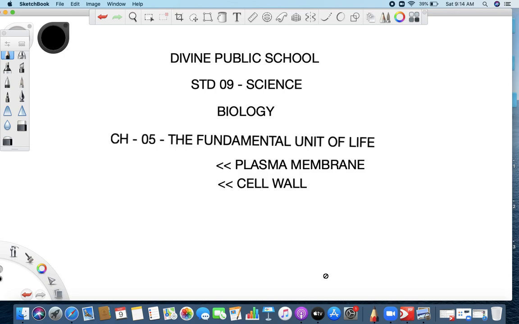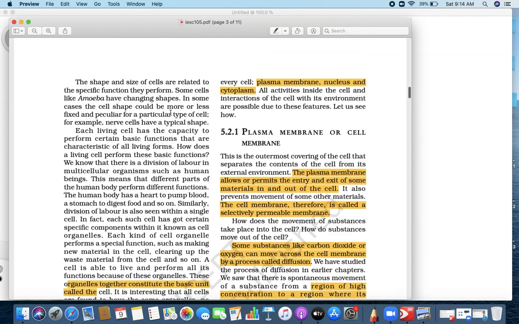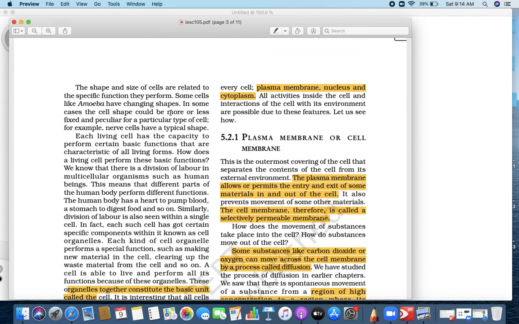Today we are going to learn chapter 5, the fundamental unit of life. Now we have seen a little more about the plasma membrane. What we discussed last time was that a cell consists of three main things: a plasma membrane, a nucleus, and a cytoplasm. We started discussing the plasma membrane.